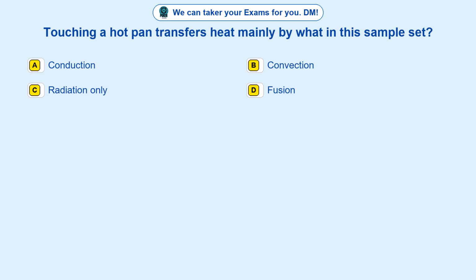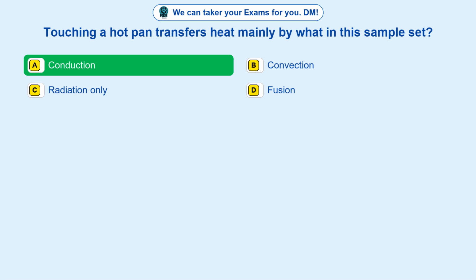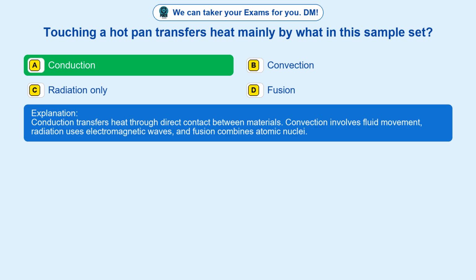Question 75. Touching a hot pan transfers heat mainly by what in the sample set? Option A, conduction. Option B, convection. Option C, radiation only. Option D, fusion. The correct answer is option A. Conduction. Conduction transfers heat through direct contact between materials. Convection involves fluid movement, radiation uses electromagnetic waves, and fusion combines atomic nuclei.